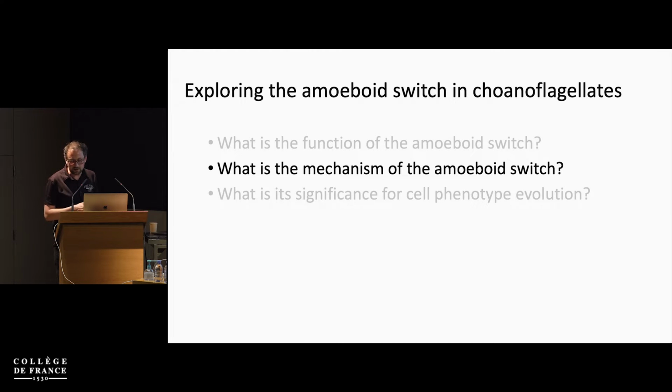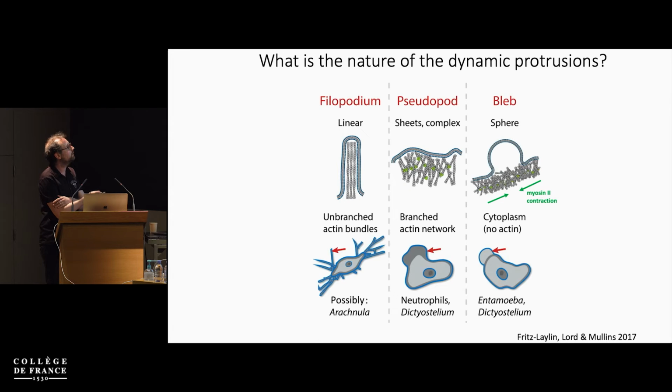The next question is the mechanism of this amoeboid switch. One thing we wanted to solve early on was the nature of these protrusions, the extent. There are several types of protrusions that eukaryotic cells make. Filopodia, which are very thin, so we knew it was not that. But it could be either pseudopods, which are filled with polymerized actin, like lamellipodia, or it could be blebs, which are formed by detachment of the plasma membrane from the actomyosin cortex under the effect of contractility.